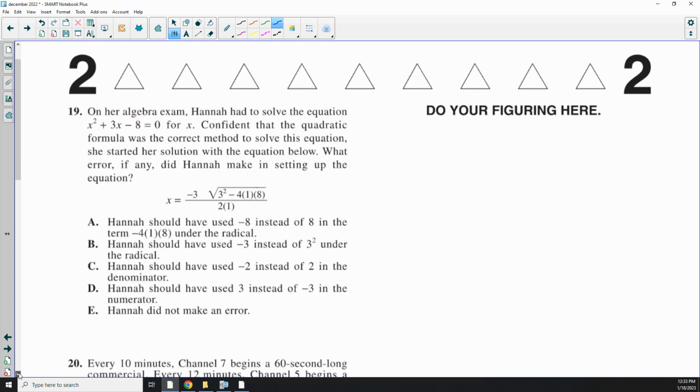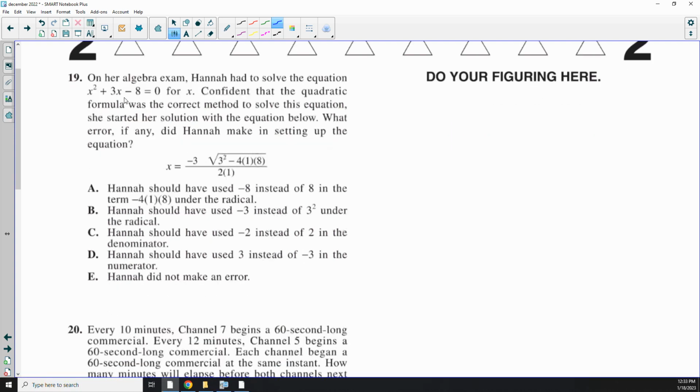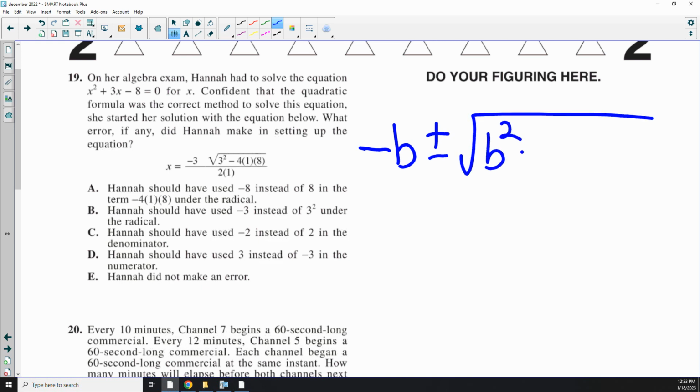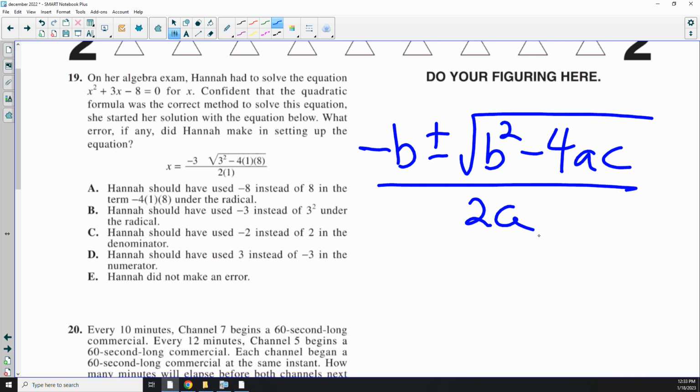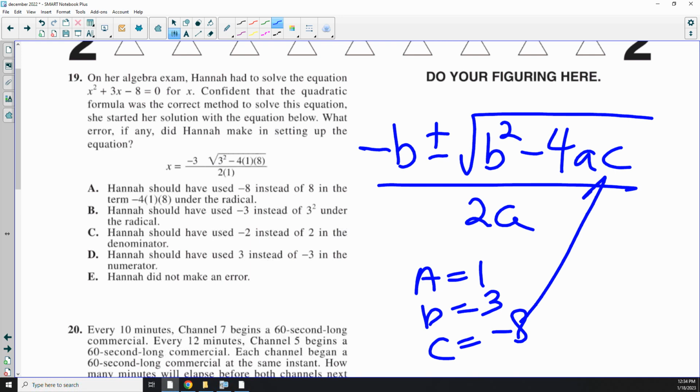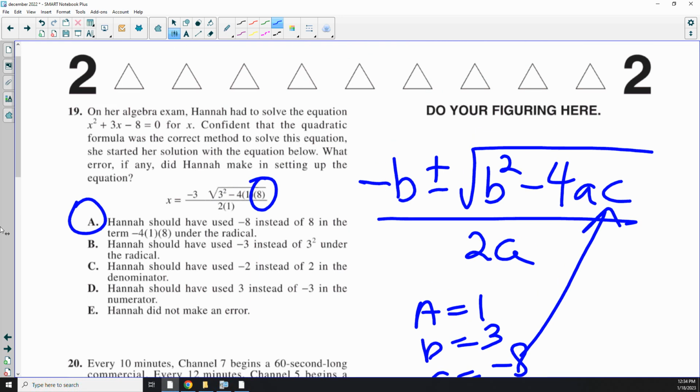This one's cool. It says you're plugging into the quadratic formula, and what is the mistake? The quadratic formula, everybody should take this down and know it. And of course the A here is 1, the B is 3, and the C is negative 8. So when she typed in the formula, she put 8 instead of negative 8. This is a classic.